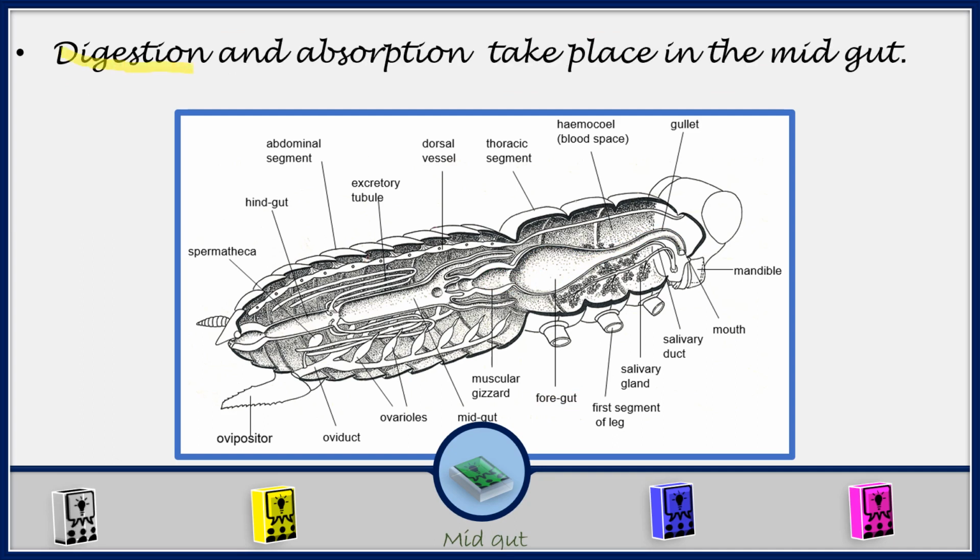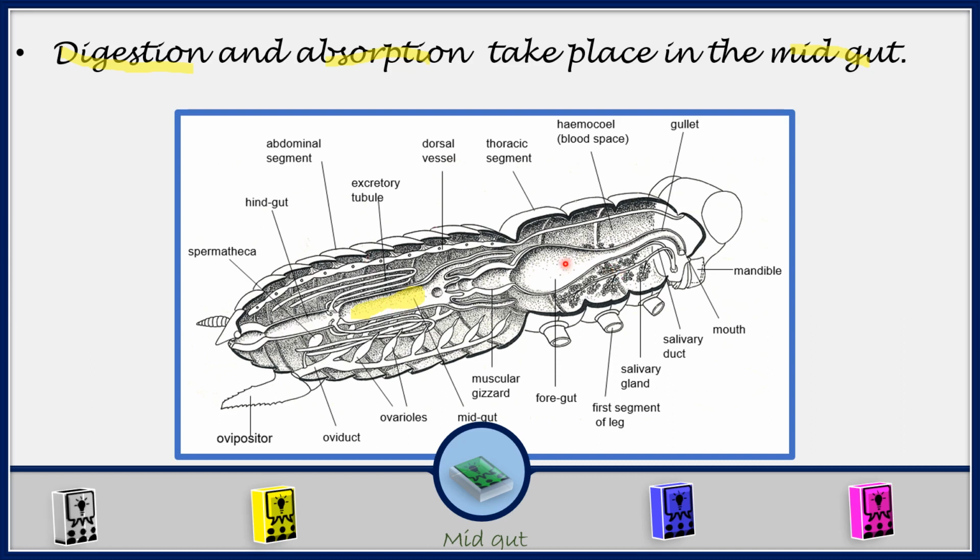Digestion and absorption take place in the midgut. Now, our midgut is this point here. This is the midgut. In the midgut, that is where digestion and absorption of the food take place.